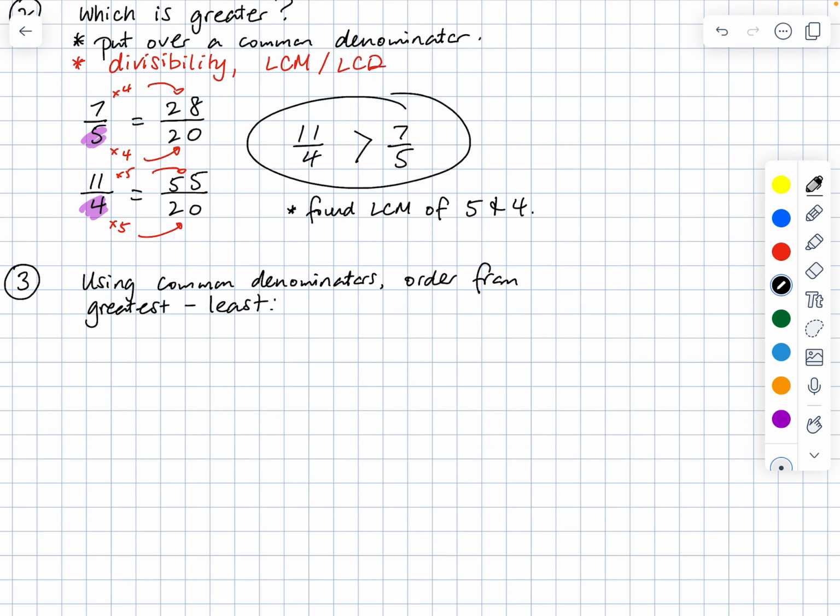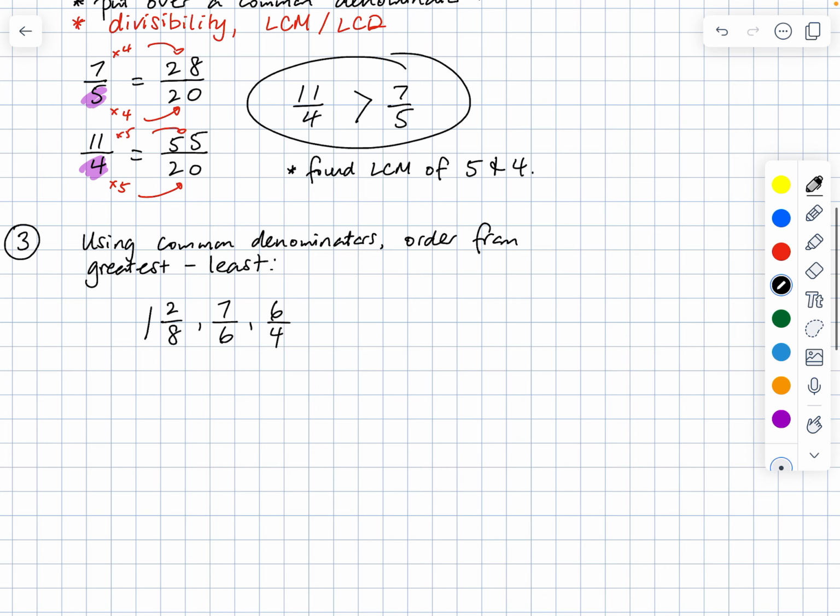Okay, so I'm going to write down 3. We've got 1 and 2 eighths, we've got 7 over 6, and we've got 6 over 4. Again, we don't have common denominators. The other issue is not only do we not have common denominators, we also have 2 improper fractions and 1 mixed number. So the other thing I would suggest is make sure they're all in the same format.